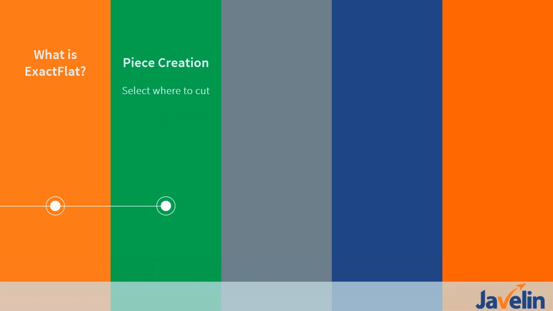So what will we be covering today? We're going to start out by answering the question, what is ExactFlat? Seems like a good place to start. And after that, we'll get into an actual demonstration of how ExactFlat works. We'll start with our piece creation by selecting exactly where on our part we'd like to cut. We'll also talk about assigning a specific material to this and then actually mathematically flattening this model. The goal here is to minimize sag and stretch in our part.